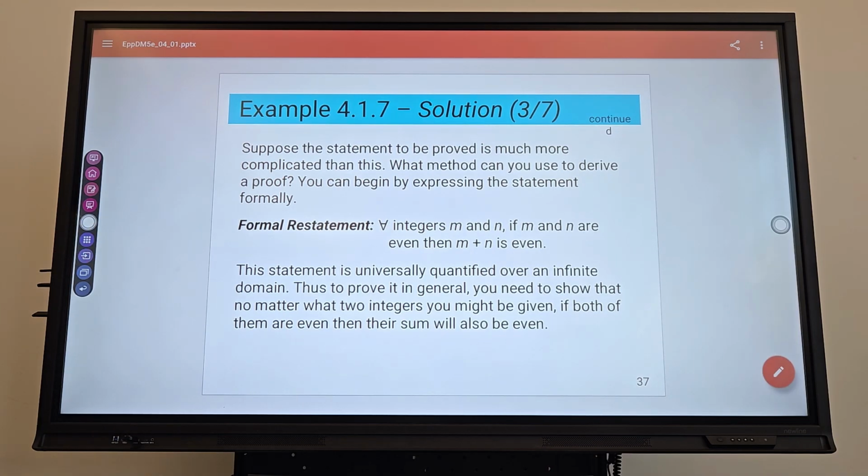Suppose that the statement to be proved is much more complicated than this. What method can you use to derive a proof? You begin by expressing the statement formally. For all integers m and n, if m and n are even, then m plus n is even. Universally quantified, infinite domain. To prove it in general, you need to show that no matter what two integers you might be given, if both of them are even, then their sum will also be even.